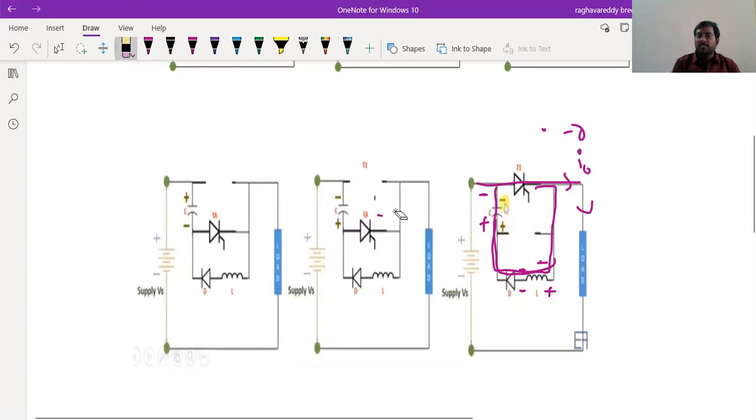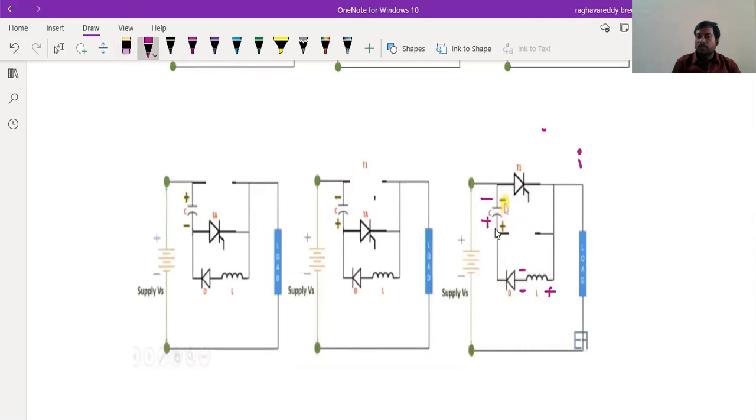When the capacitor is charged in this direction with these polarities, negative and positive, if the auxiliary thyristor is turned on, this will be short circuited. If it is short circuited, this positive will appear here, and this negative will appear here. Nothing but reverse voltage is applied across the thyristor T1.